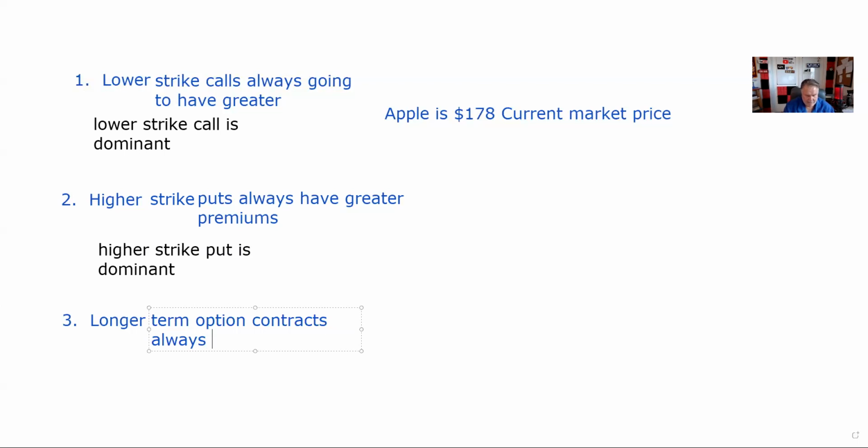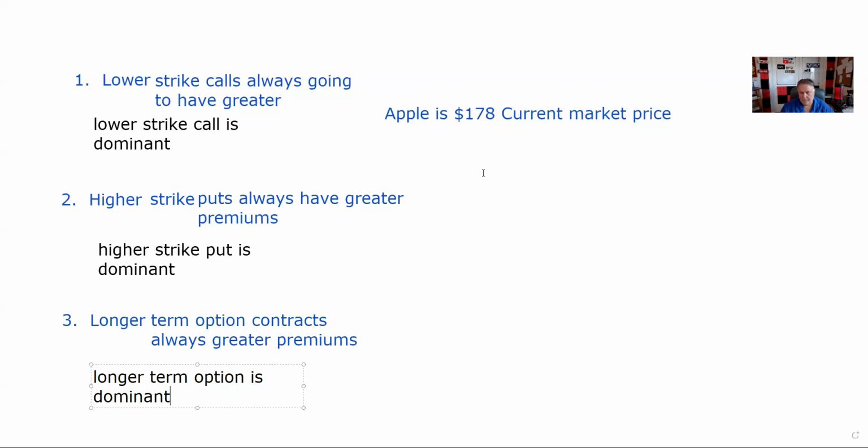And that means that's going to be the dominant leg again. Because when we're missing premiums, to figure out what's going on, we've got to say, okay, what's going on here? It's going to be the longer term option that is dominant, because that's the one that's going to have the greater premium.